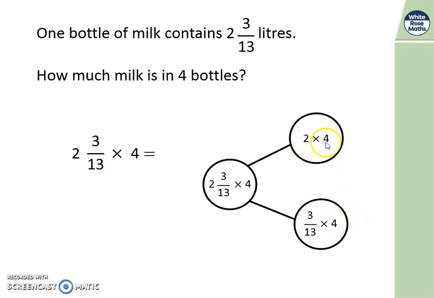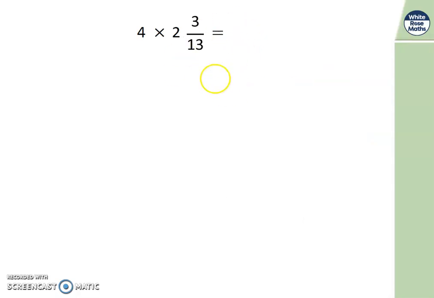2 whole ones times 4 is 8. 3 times 4 is 12, so it's 12/13. And then I just need to remember to put those two parts back together to get the full answer, which is 8 whole ones and 12/13 in litres. Let's have a go at this one.